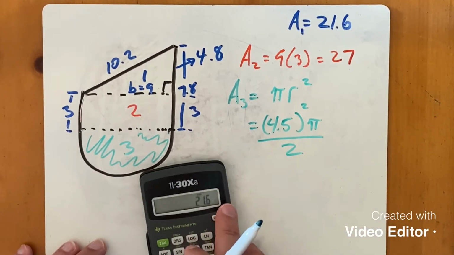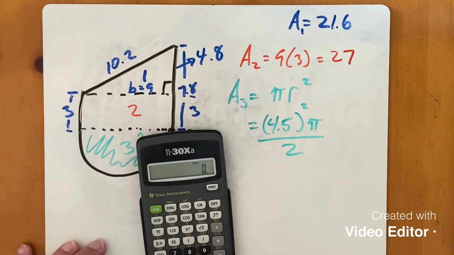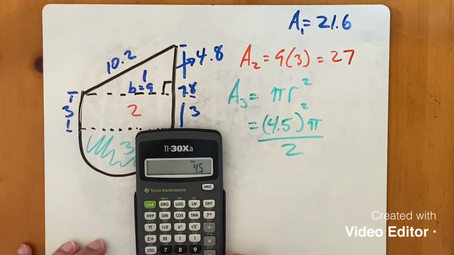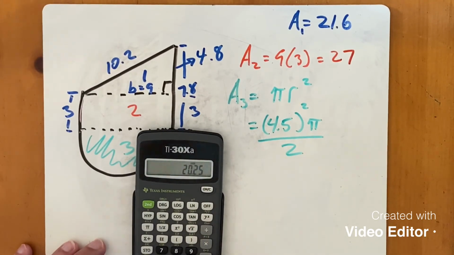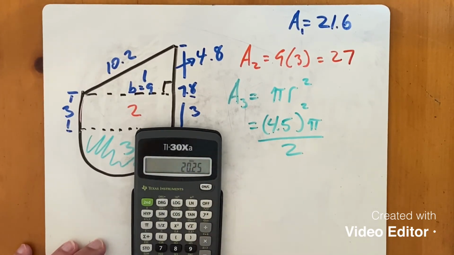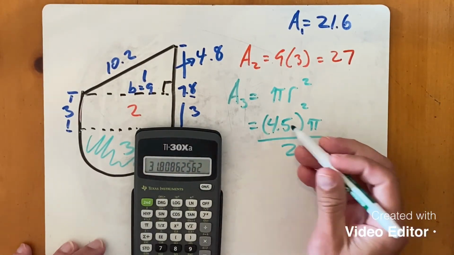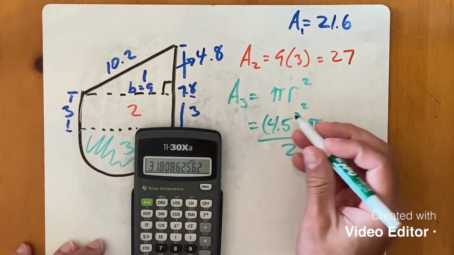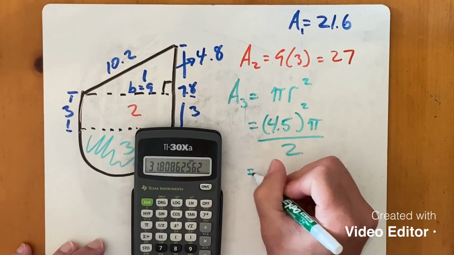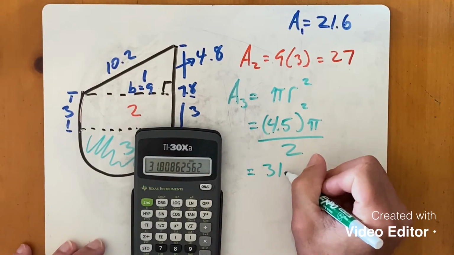All right, so let's go ahead and put that into our calculator. So let's do 4.5 squared, okay, times pi. Go ahead and use the pi key there, and we'll round it at the end. Equals that. So there's the area of our full circle. Then we're going to divide that by 2 to find the area of the half circle. So divided by 2 equals, and then we're going to round it to 1 decimal place, which is equal to 31.8.